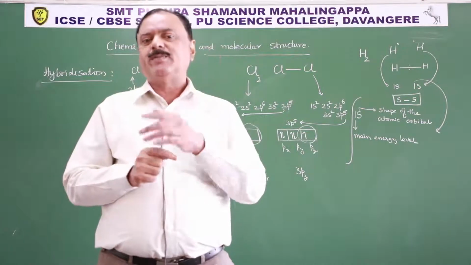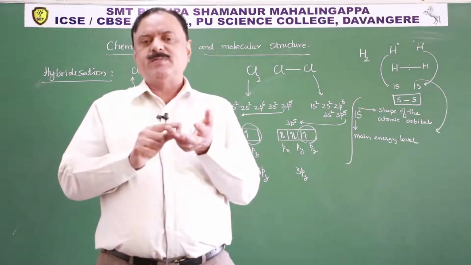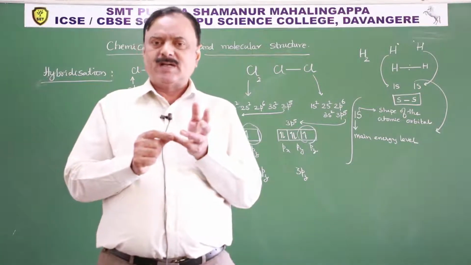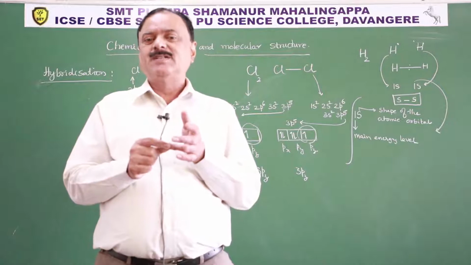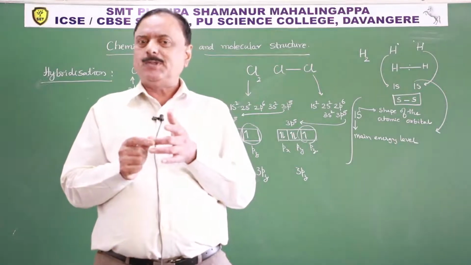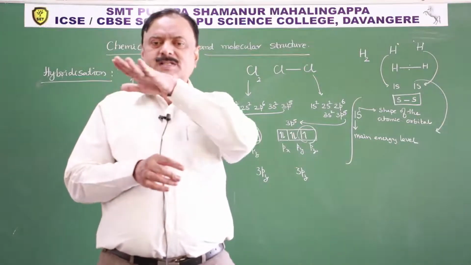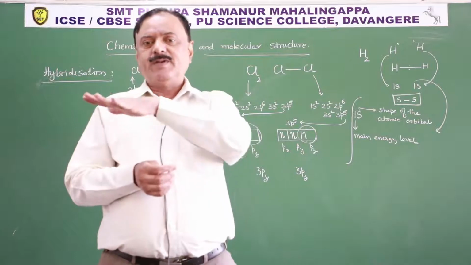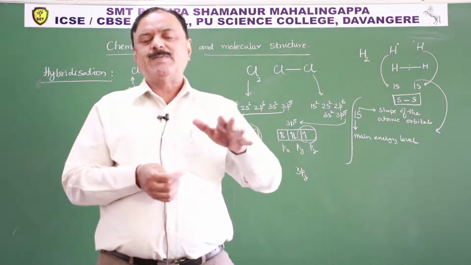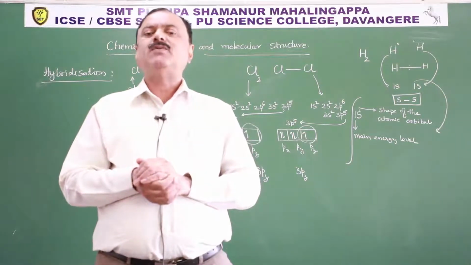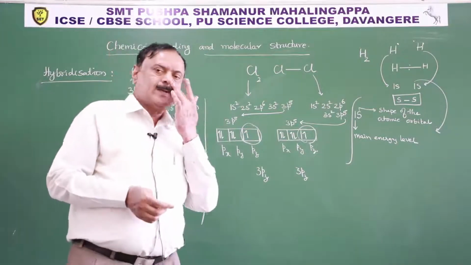Which type of half-filled atomic orbitals? Whether two or more atomic orbitals possessing the same main energy level, same shape and same orientation participate? No. Very important: whenever the main energy levels are different, whenever the shapes of the atomic orbitals are different, whenever the orientations of the atomic orbitals are different, then only we follow the mixing phenomenon or hybridization. Is it clear? Yes.